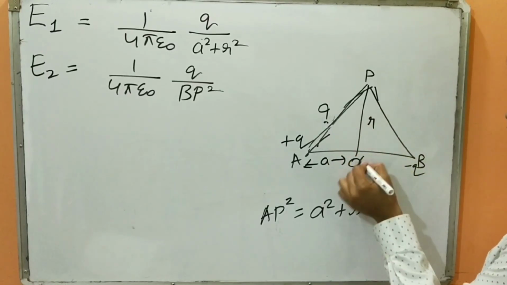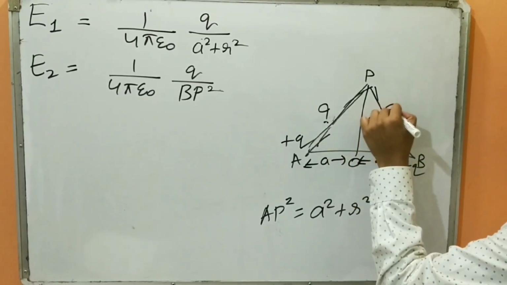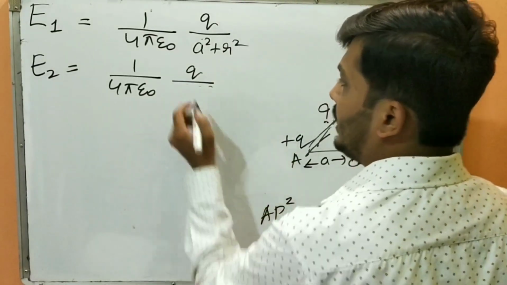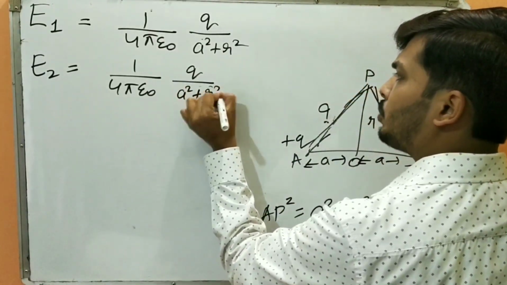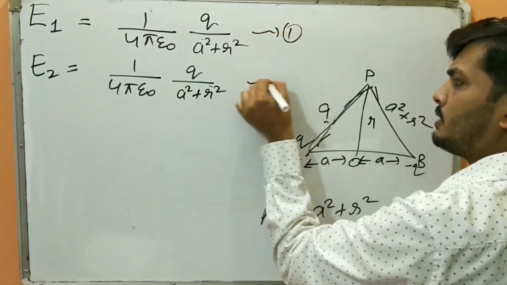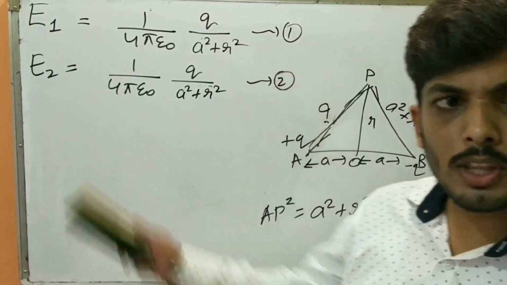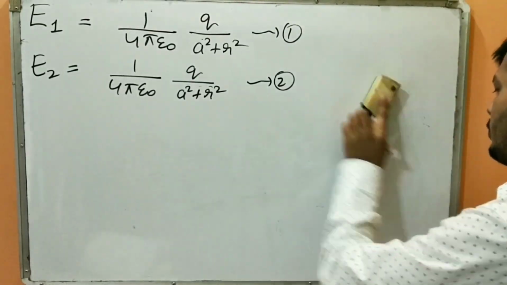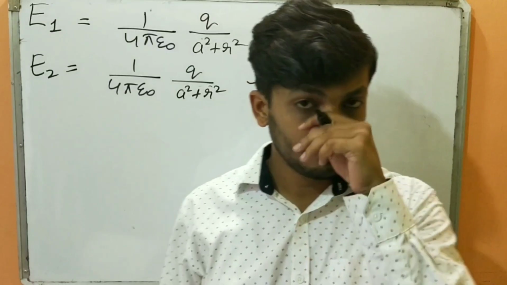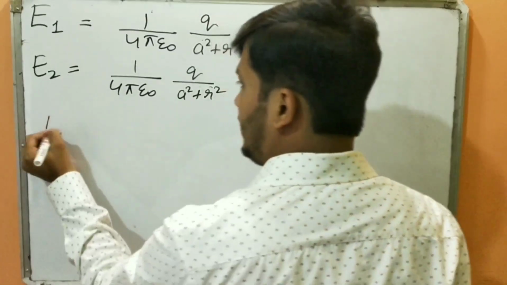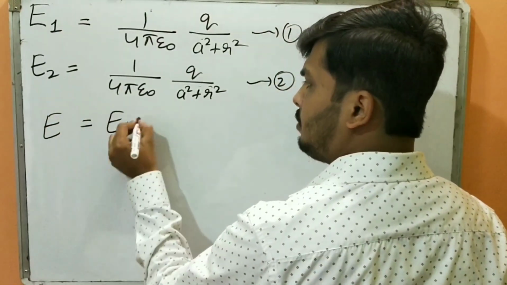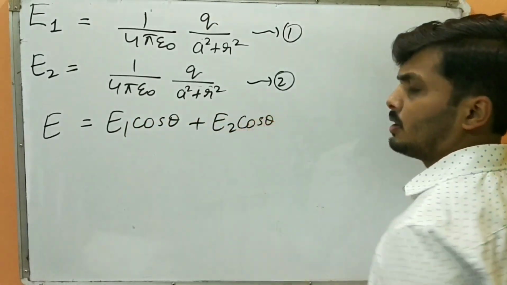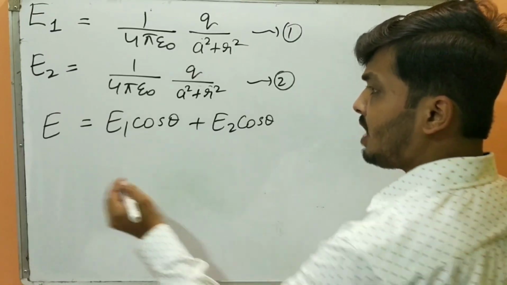So again using Pythagoras theorem, this is a, this is r, so this will also be equal to a square plus r square. So this is equation 1 and this is equation number 2. Now both are equal, right? Now if you resolve those components into vertical components and horizontal components, what did I get? Electric field E is equal to E1 cos theta plus E2 cos theta. Yes or no, students?